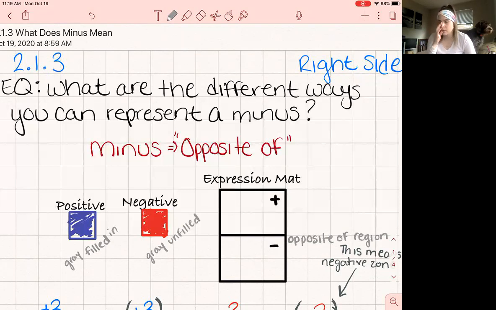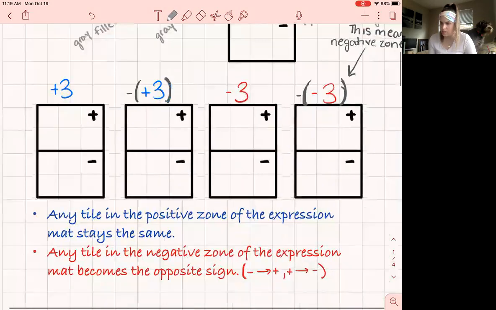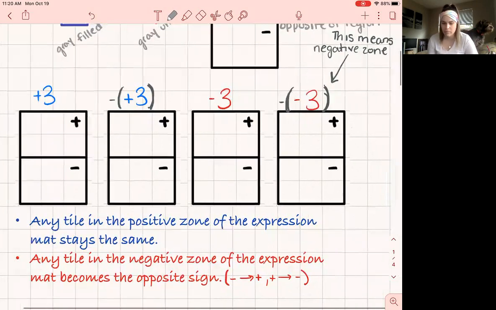So the next thing I want you to do is, there are two different ways that a tile can be positive, and there are two different ways that a tile can be negative. So go ahead and copy these tiles and these definitions, and we're going to show how to do +3 and -3, the two different ways. So I'll pause it here and let you get caught up.